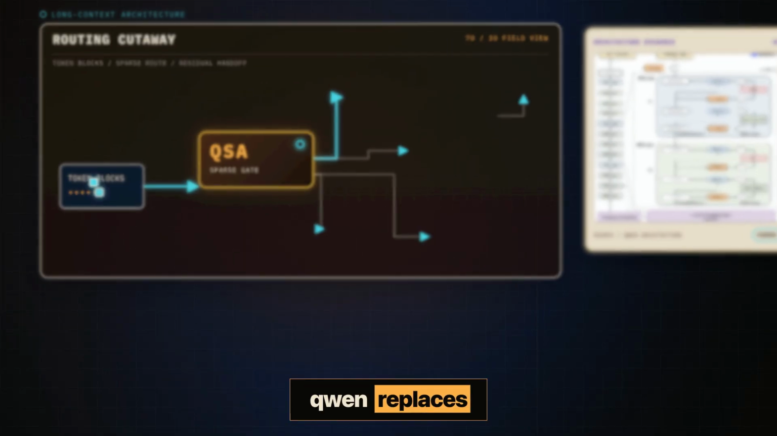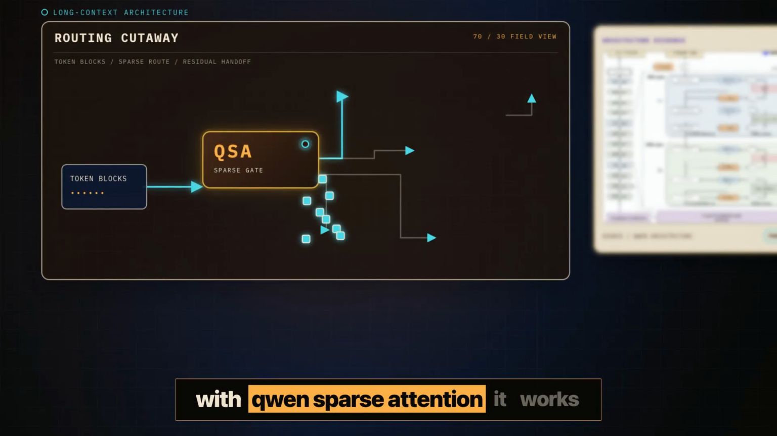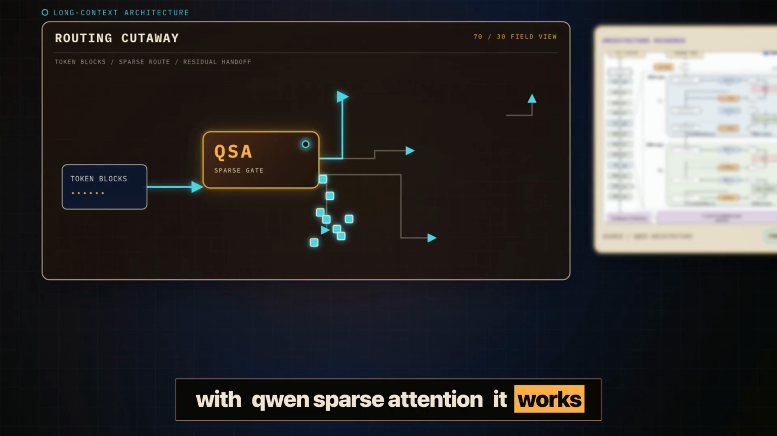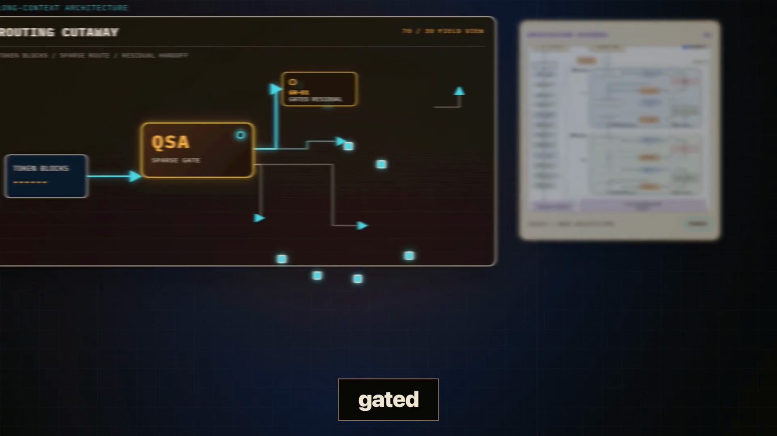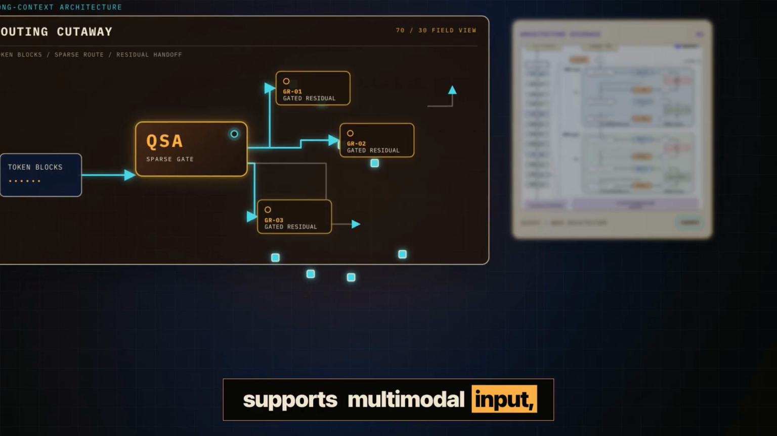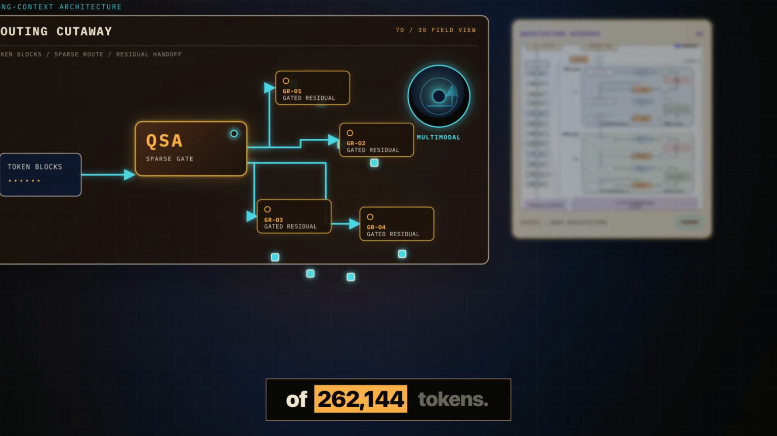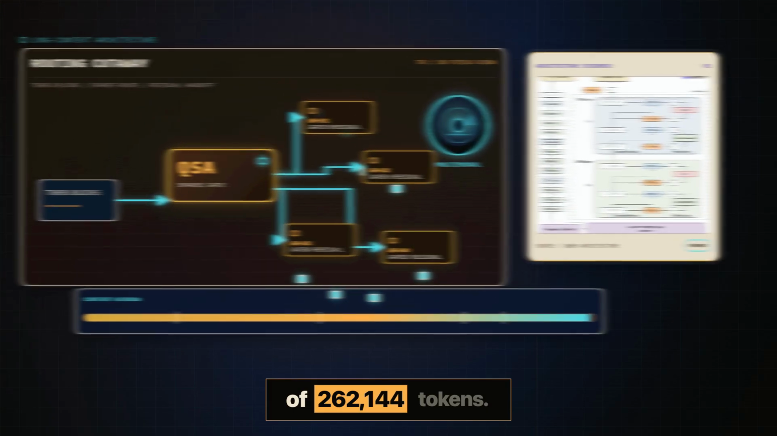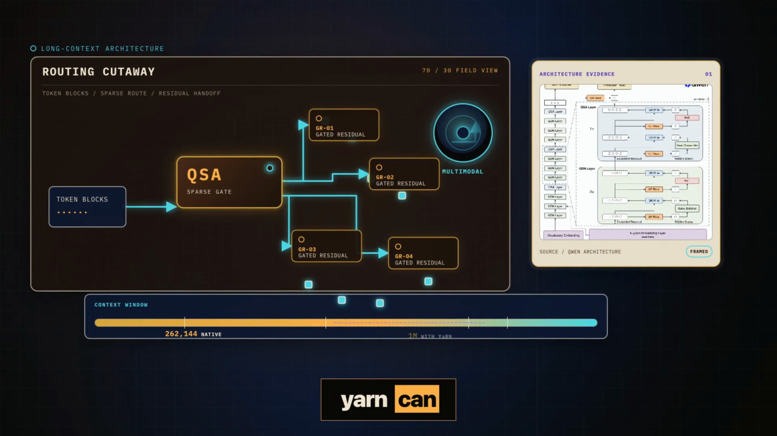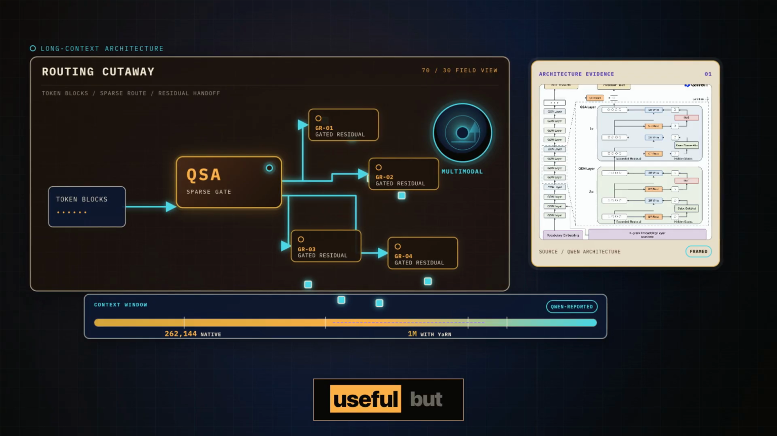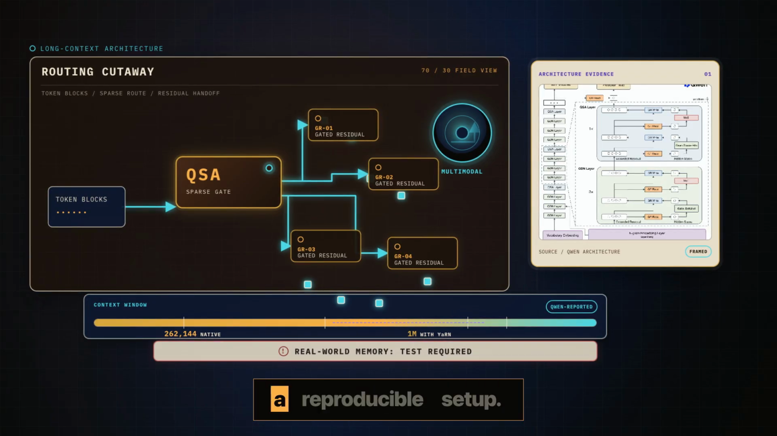Under the hood, Qwen replaces part of the attention stack with Qwen Sparse Attention. It works on small blocks. It adds gated residual paths, supports multimodal input, and ships with a native context of 262,144 tokens. Qwen says Yarn can extend that to 1 million. Useful, but real-world memory behavior still needs a reproducible setup.